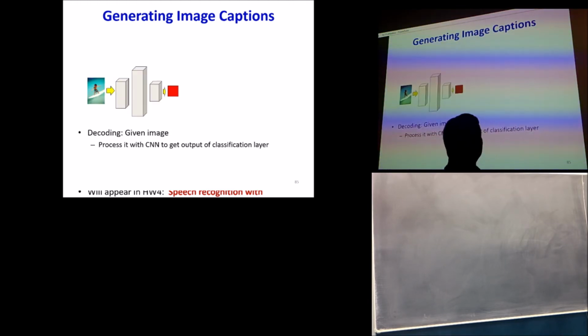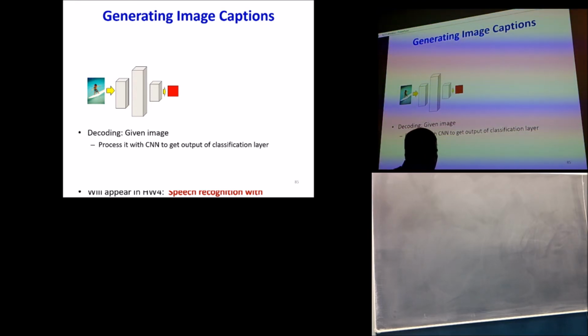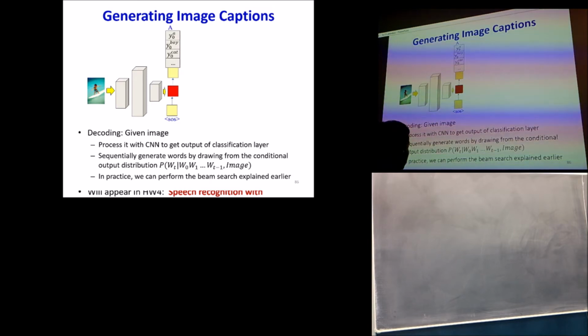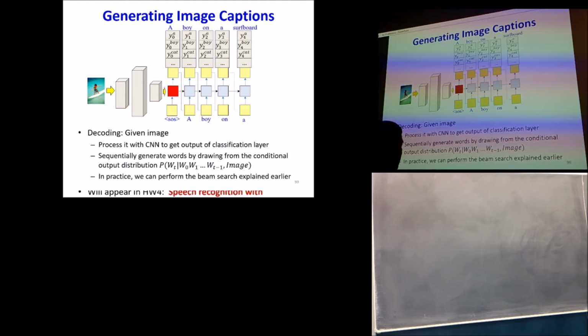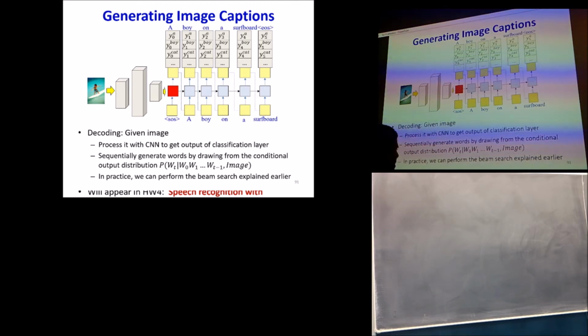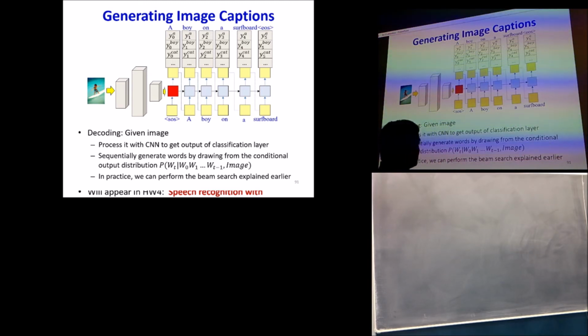So here's how the whole thing would operate during inference. You're given an input image, and the CNN processes it to get the output of the classification layer, which is then fed to the language generation module, which produces a sequence of words. Now, again, the objective is to produce the most likely sequence of words. You could use any of the techniques that we saw so far. In practice, beam search could be expected to give you better results than either random draws or just the greedy search.